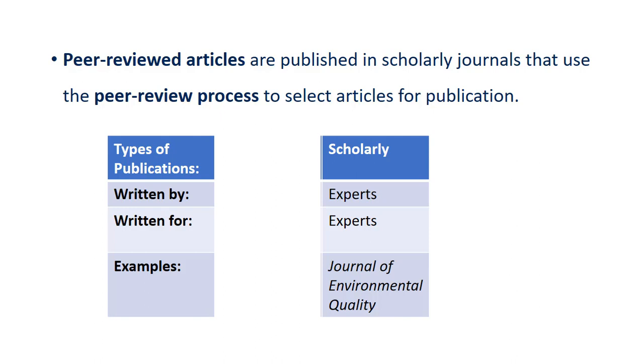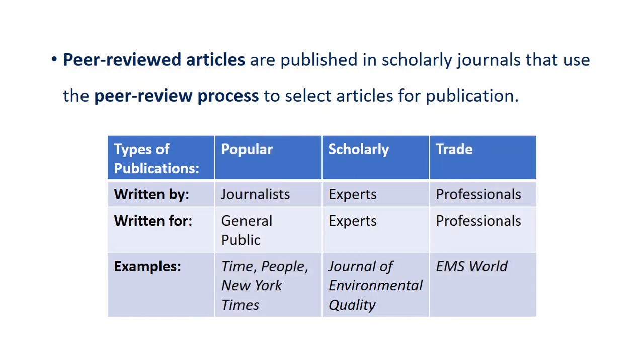Just a little side note, there are three main types of publications: popular, scholarly, and trade. Popular publications are written by journalists for the general public. Scholarly publications are written by and for experts in their fields, and trade publications are written by and for professionals in their fields. Depending on your course assignments, you may have to reference articles from these different types of publications. Take a look at our Publication Types Guide for more information on popular, scholarly, and trade publications.